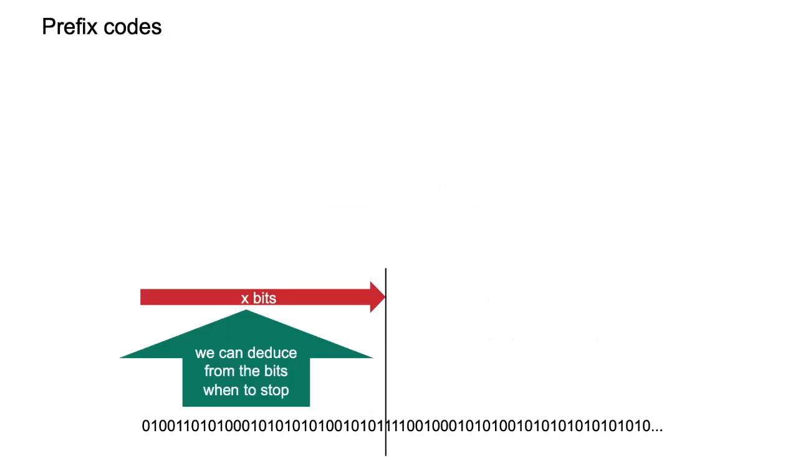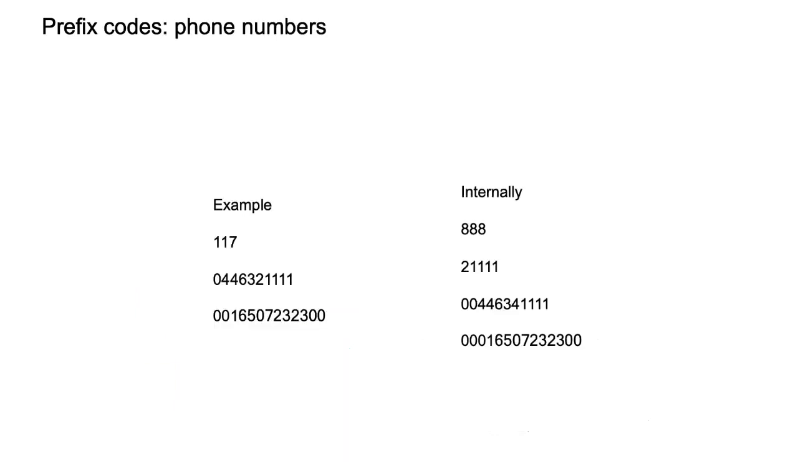And the trick here is a special property that some encodings have, called a prefix encoding. A prefix encoding is a way to self-describe the number of bits that you encode every integer on. It means that just by looking at the bits, you can deduce the number of bits that you need to read until you stop. And I will give you a concrete example of that.